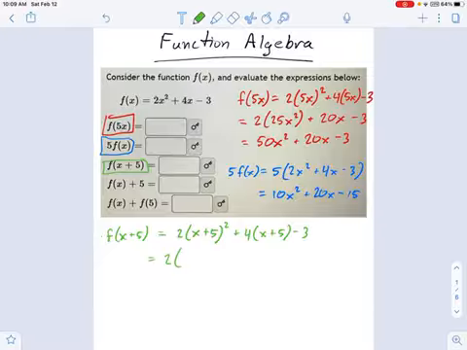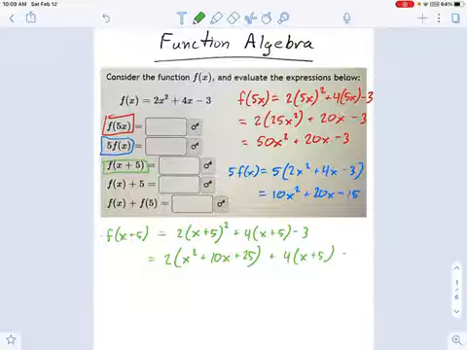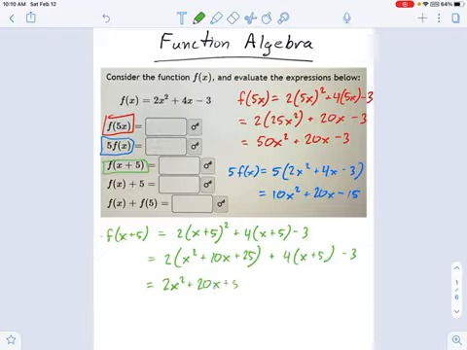It's 2 times, if you can FOIL or distribute the multiplication for x plus 5 squared, what we get is x squared plus 10x plus 25. And you should have had plenty of practice at that by now. And then we still have 4 times x plus 5 minus 3. So now we distribute the multiplicators, whatever the word is for those. 2x squared plus 20x plus 50. That's the first one. And over here we get 4x plus 20, and then at the end we get minus 3. All that's left is combining like terms.